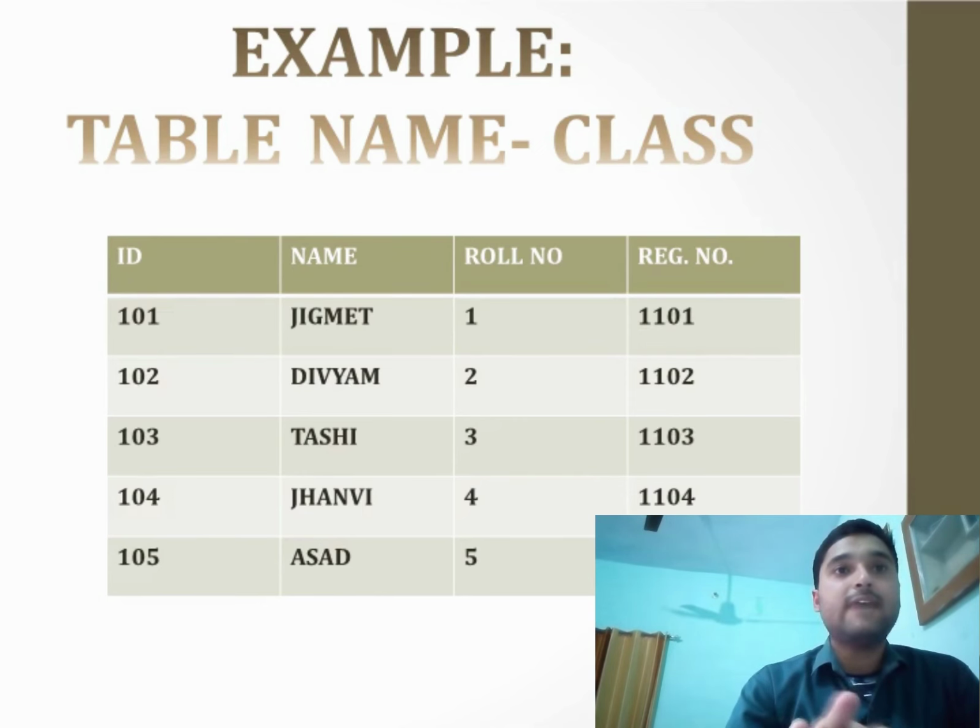The third one is that every table must have at least a single candidate key, so that we can make the primary key from that candidate key. The last one is that the table can have multiple candidate keys but only a single primary key. As in the example, we have multiple candidate keys like ID, roll number and registration number, but we have only one primary key from these three.